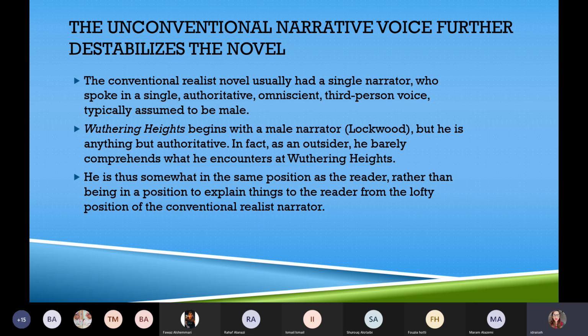Generally, in 19th century realist novels, we have a single narrator. This single narrator is generally an authoritative narrator. He's omniscient. Omniscient is a person with authority, like basically he's godlike. All right, you don't question his narration, and the narration generally is in third person voice. And typically, we would just have the assumption that the authority and the narration is coming from a male, from a guy.